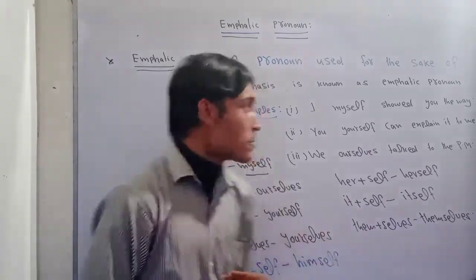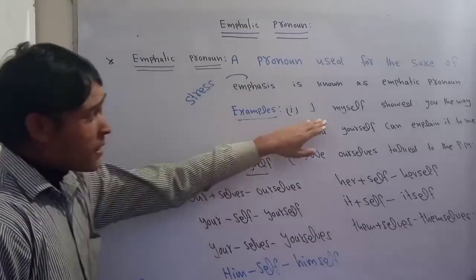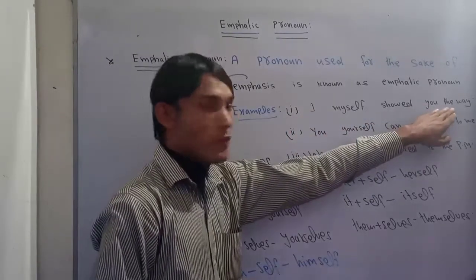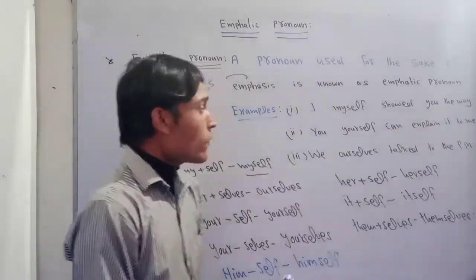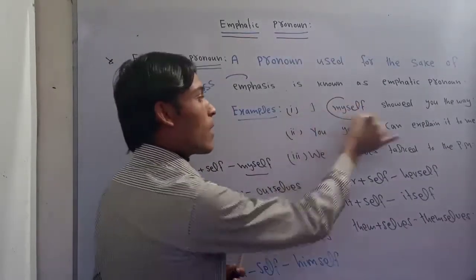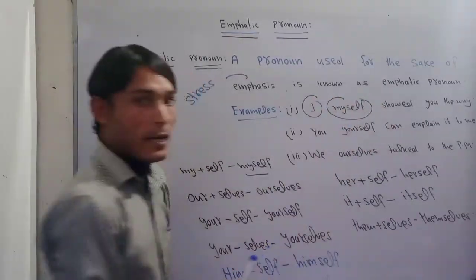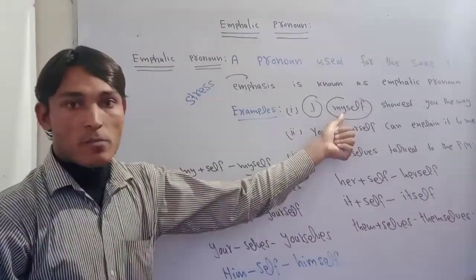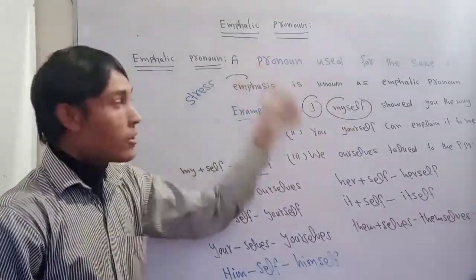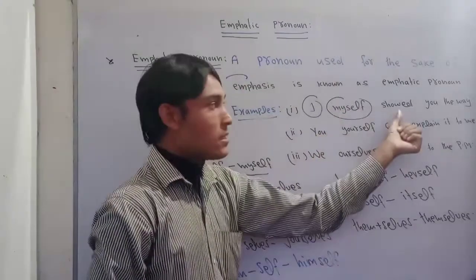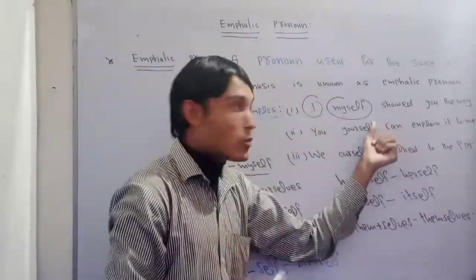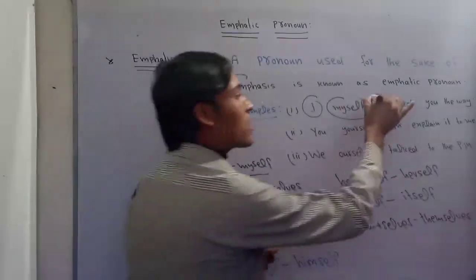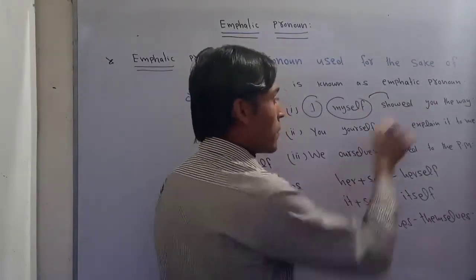So now let's discuss an example: I myself showed you the way. If myself comes after a subject, then we call it an emphatic pronoun, because we want to emphasize this action. I myself, so here I want to emphasize an action. And what is the action? The action is showed. Here I want to emphasize.